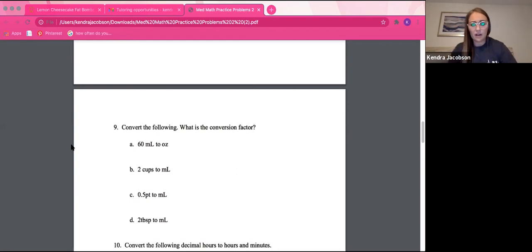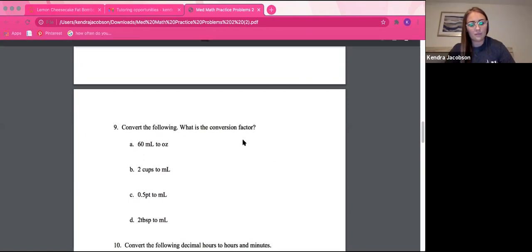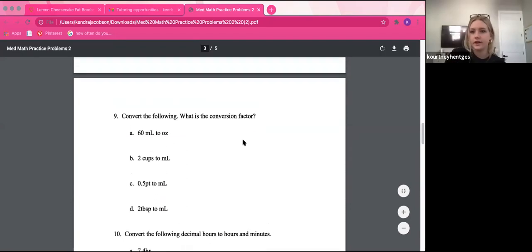And then if you guys want to go over the next 2, we can, or I can just tell you the conversion factors and you guys can write them down. What would you guys like to do? Maybe just the conversion factors.